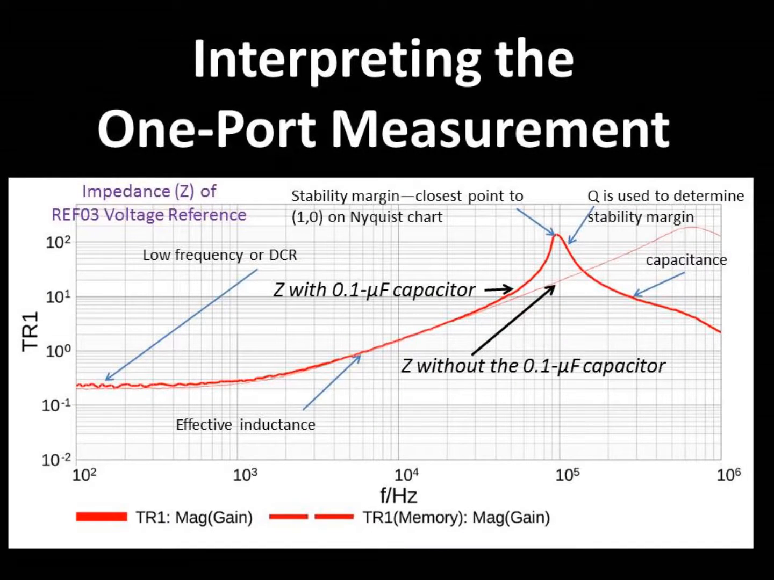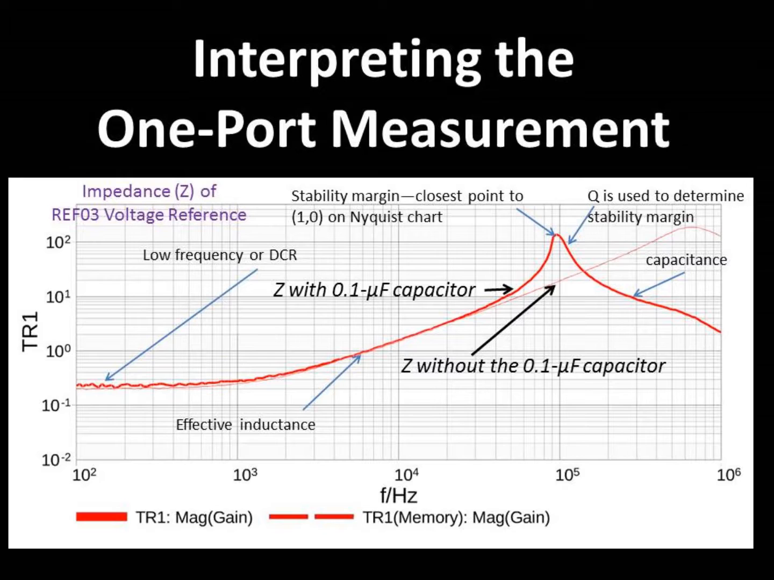This is yet another example of the single-port impedance measurement. This time the device being measured is Analog Devices' REF03 voltage reference. We generally measure signals in pairs so that we can make comparisons between the 2 measurements. In this case, the faint red trace is the impedance of the reference without the load capacitor, and the darker red trace is the impedance with the 0.1 microfarad load capacitor installed. The use of this capacitor is something that Analog Devices strongly recommends in their datasheet.